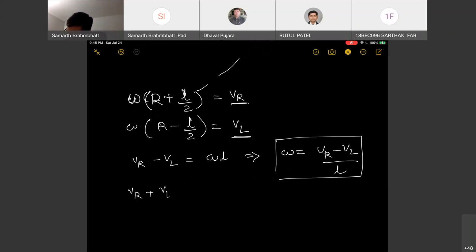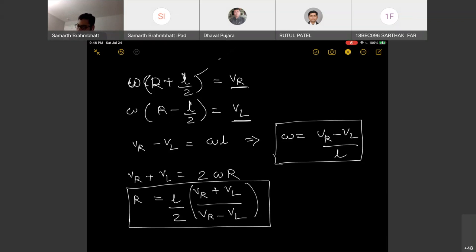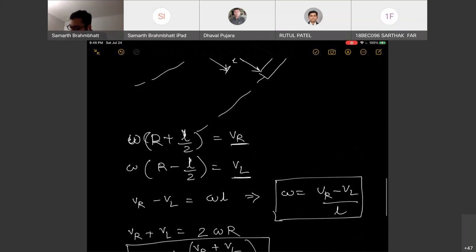Similarly, let's do VR plus VL. So VR plus VL is going to be 2 omega R. I think that is correct. Yes. And we substitute the value of omega from here. So then we get R equals VR plus VL divided by VR minus VL, times L by 2. So we got this radius R and we got the angular velocity.